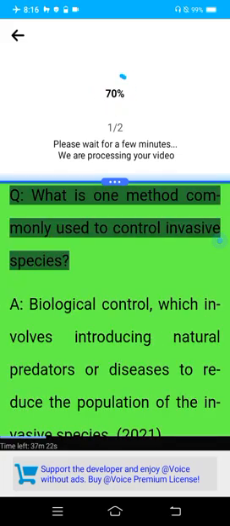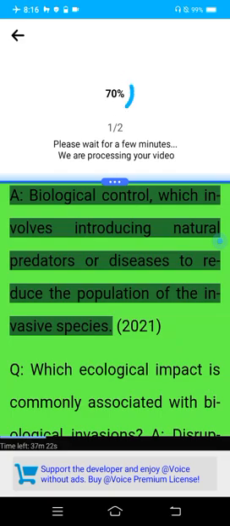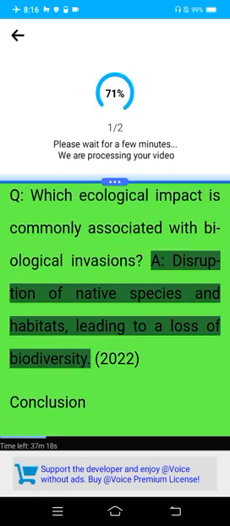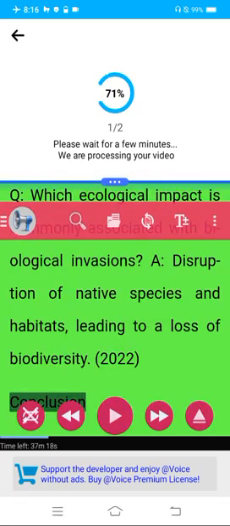Q. What is one method commonly used to control invasive species? Biological control, which involves introducing natural predators or diseases to reduce the population of the invasive species. 2021. Q. Which ecological impact is commonly associated with biological invasions? Disruption of native species and habitats, leading to a loss of biodiversity. 2022. Conclusion.